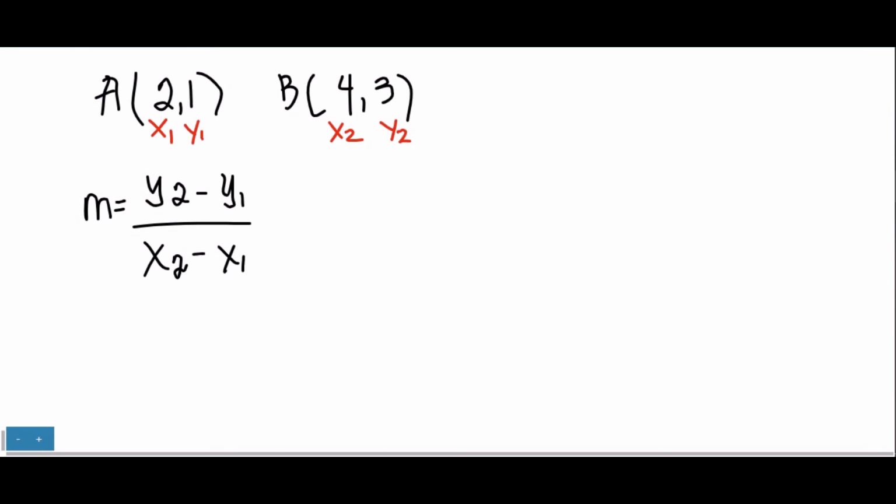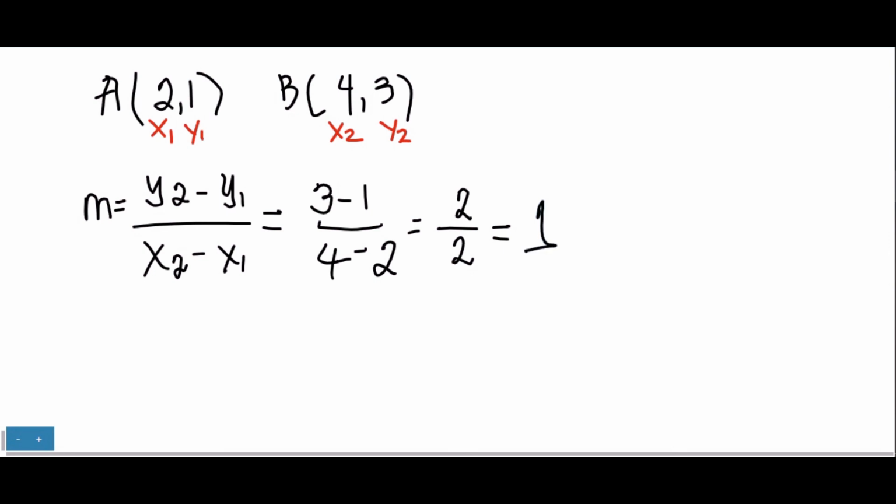But the big question is, can we interchange these two? Yes. And we will show that one as well. Let's say our y sub 2 here is 3. So 3 minus 1 as y sub 1, over x sub 2, 4, minus x sub 1, 2. So that means your slope value is 2 over 2, or simply 1.